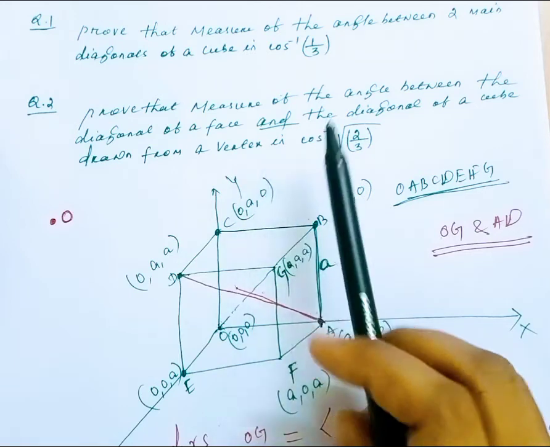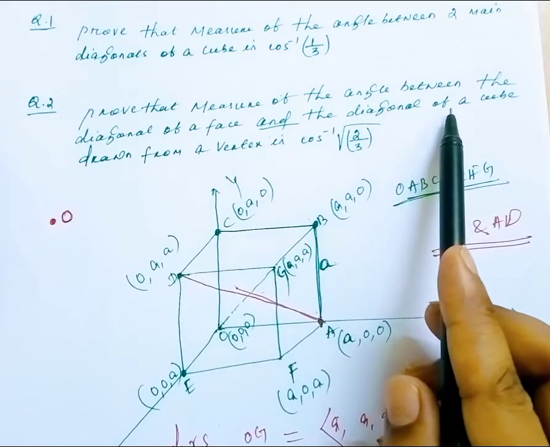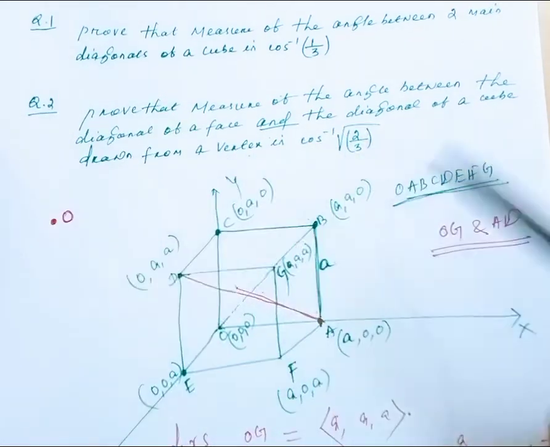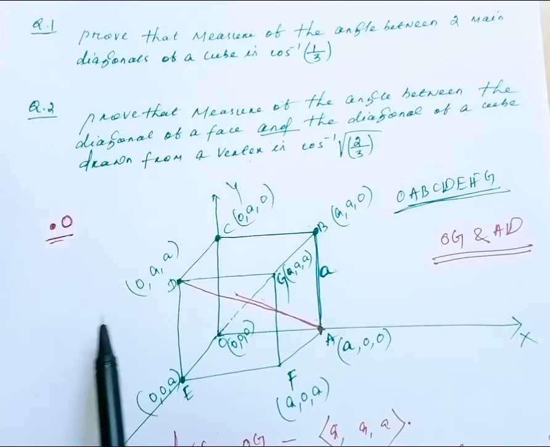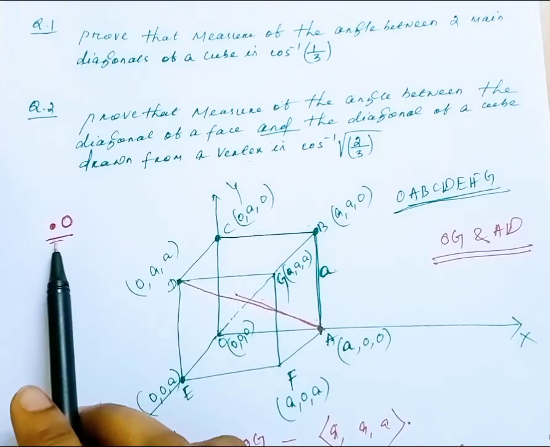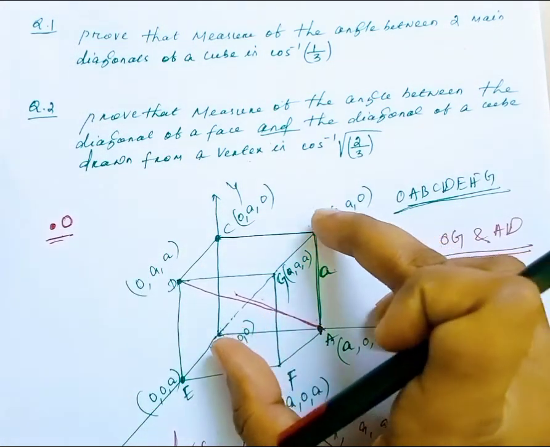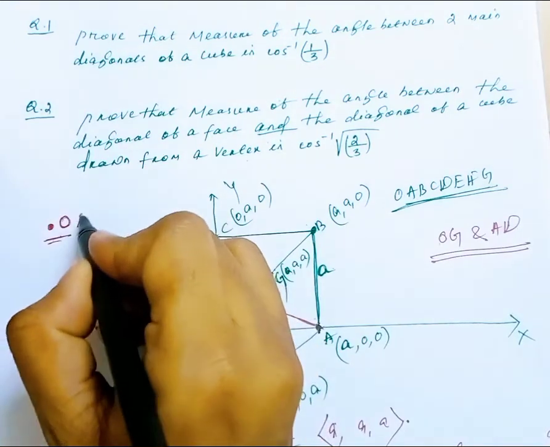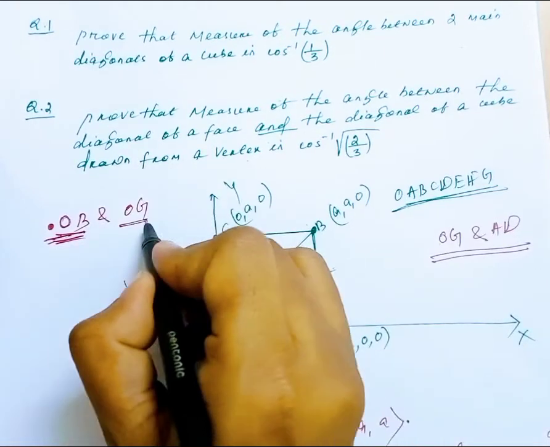So in this question, you have to fix a point. See the question very carefully: the diagonal of the face and the diagonal of a cube drawn from a vertex. So first of all, I just pick a vertex in this cube, that is my O. You can take another vertex also, but I take O. From O, the diagonal of the face is OB and the diagonal of the cube is OG. So OB and OG are my requirement.